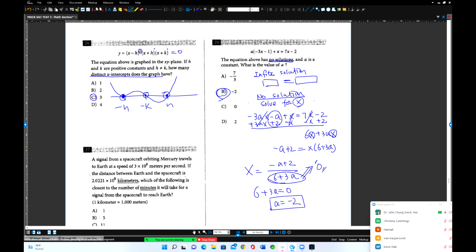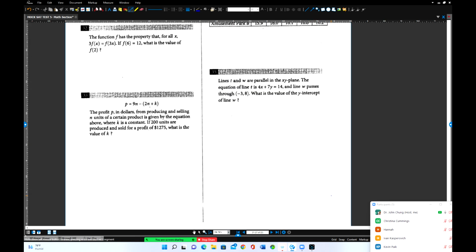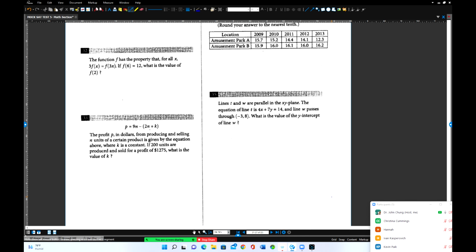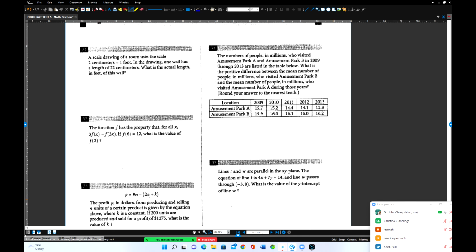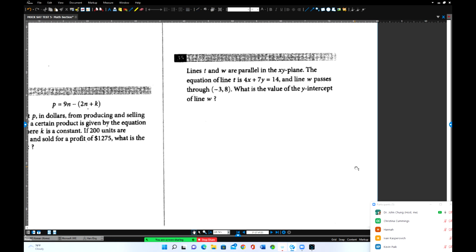That is number 28. Number 35. Lines T and W are parallel in the xy-plane. The equation of line T is 4x plus 7y equals 14. Line W passes through negative 3 and 8. What is the y-intercept of line W? Yes, the y-intercept. They are parallel.